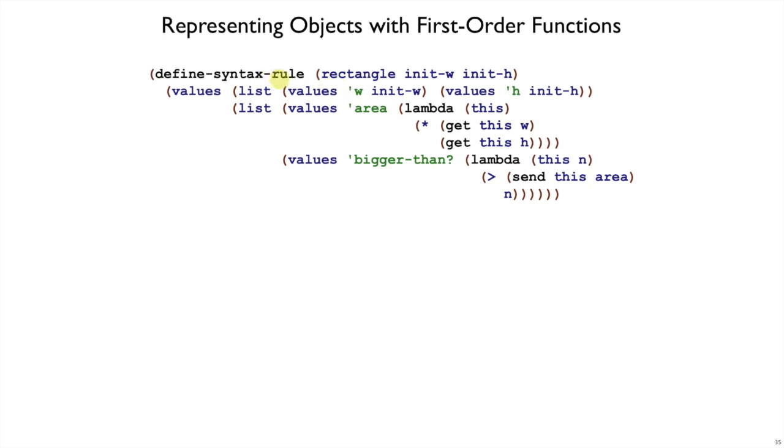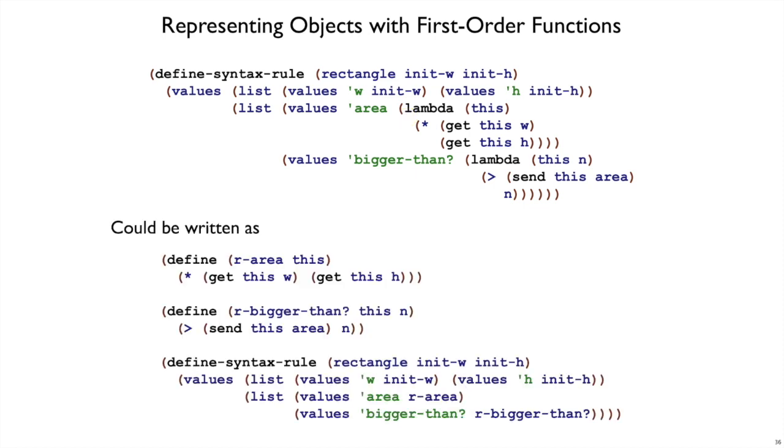So here I've got not a function, but a macro rectangle, where this rectangle init w init h is really going to be shorthand for writing this pile of code. And in this pile of code, even though we're using a lambda, there are no free variables in this lambda. Instead, we could have written this as r area and r bigger than as top-level functions, which are not nested or in anything. And then all we have to do is create a tuple that contains a couple of lists.